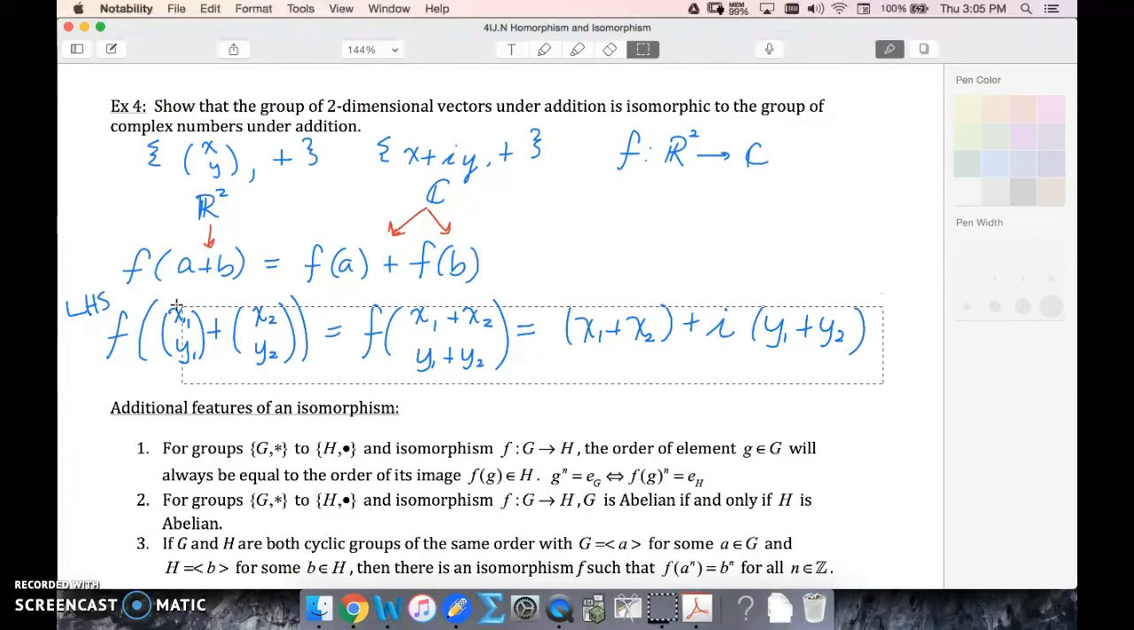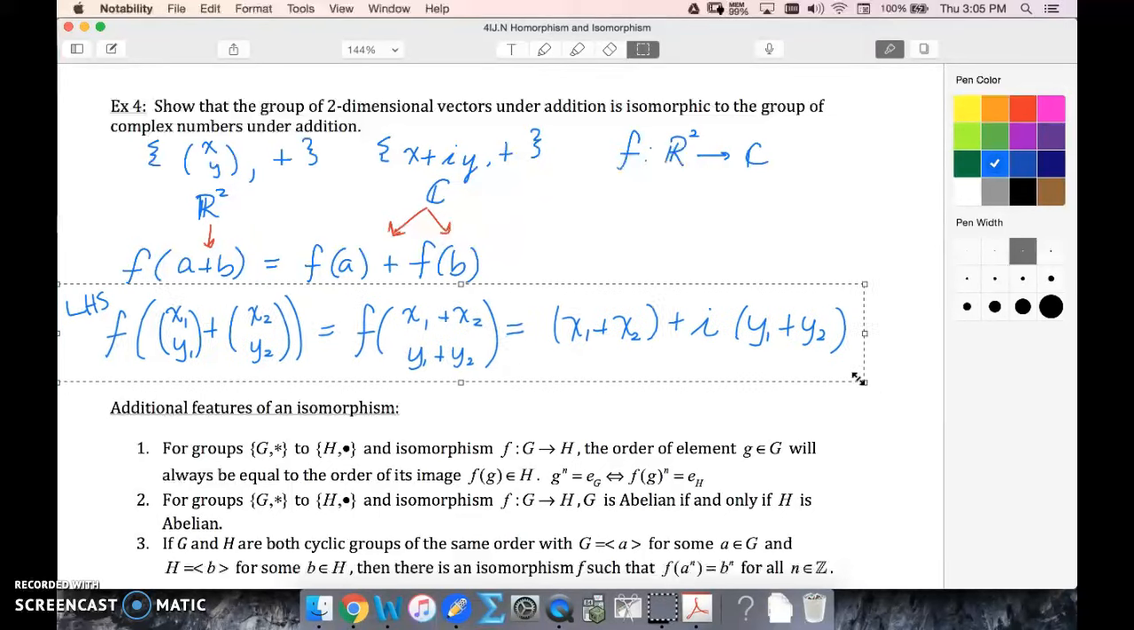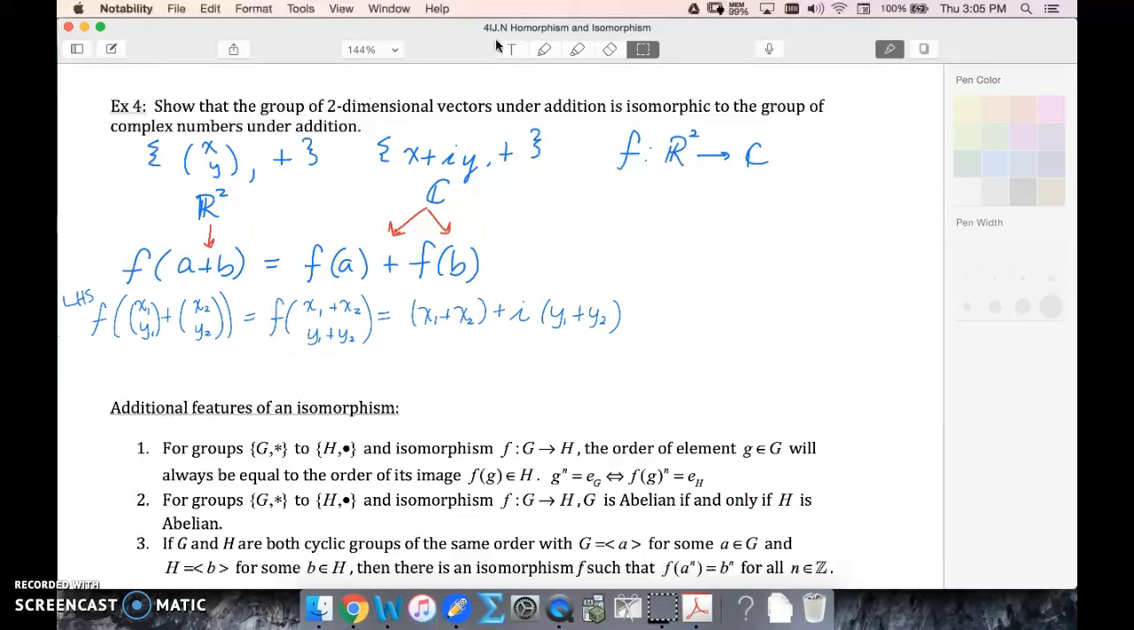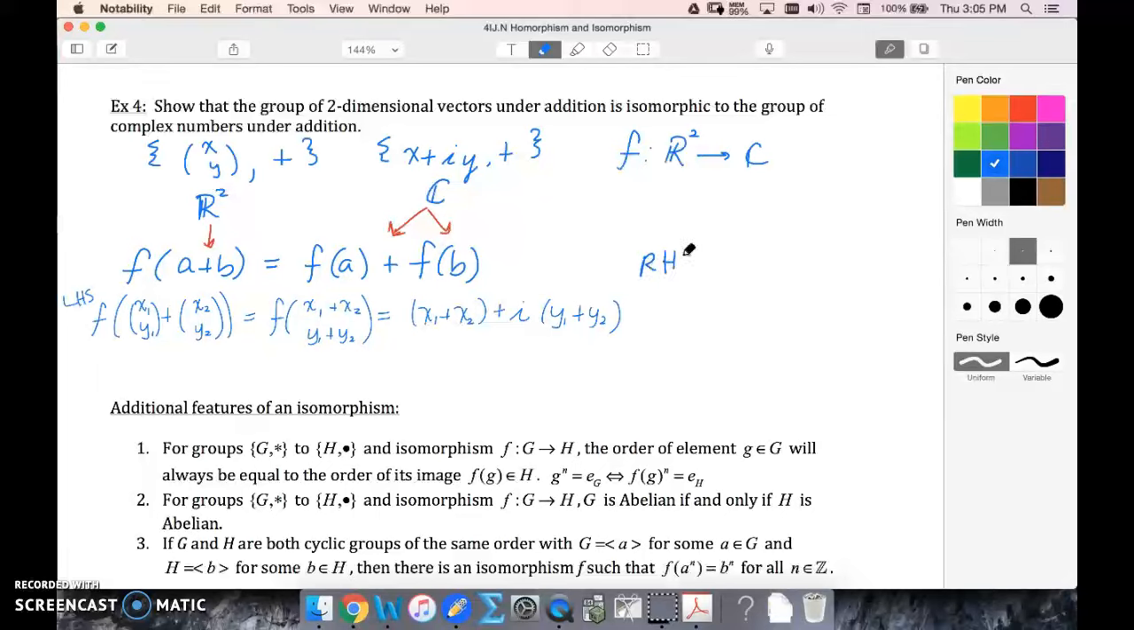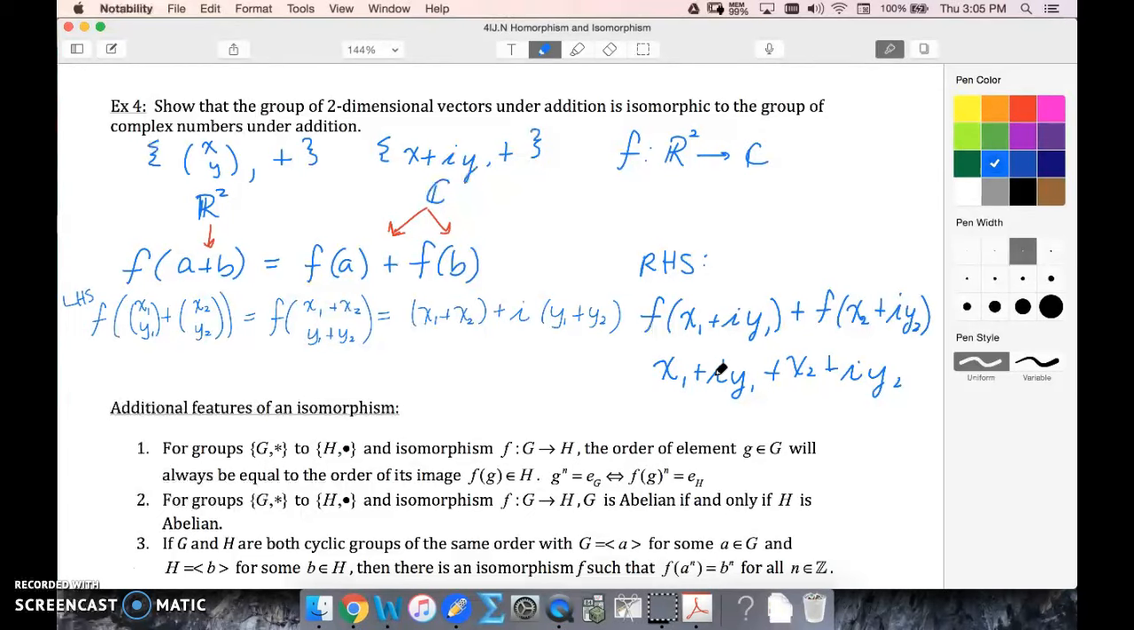All right, so now let's look at the right-hand side. So I'm going to take this, shrink it down a little bit. Okay, so looking at our right-hand side, now I'm putting in my complex numbers. So f of x1 plus i y1 plus f of x2 plus i y2. Well, what I'm going to come out of this, I'm coming into my complex numbers. And of course, I can rearrange these to put the imaginary parts together and the real number parts together.